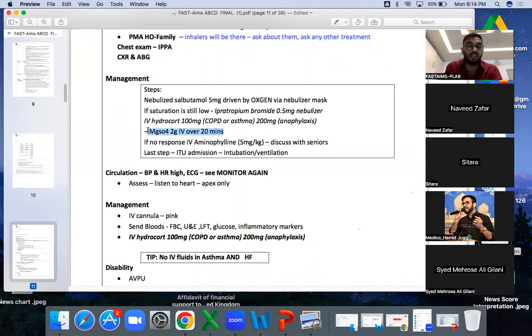However, there's a debate on this. Some people say from here, if there is no response, IV aminophylline 5 mg per kg. Here you have to involve the senior. The senior has to come and do that. When you are giving MgSO4, you will discuss with the senior, and here you will involve the senior. The senior will do that, because this is aminophylline. And after that, you should know the last step is ITU admission, in which intubation or mechanical ventilation will be required. So these are the steps of asthma management.